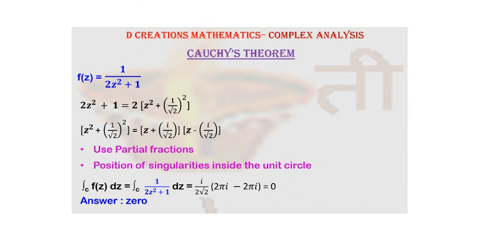So here if you evaluate it, you will get it as I by 2 root 2 into 2 pi I minus 2 pi I, what you can see here. And that leads you to 0. So that is how the answer is going to be 0.